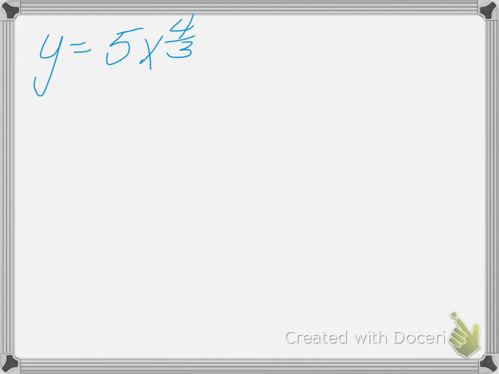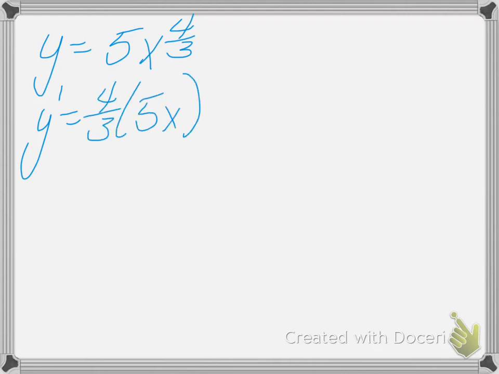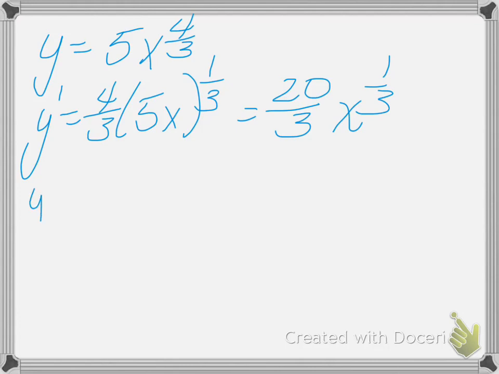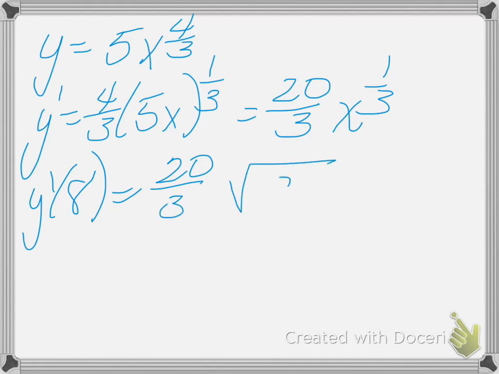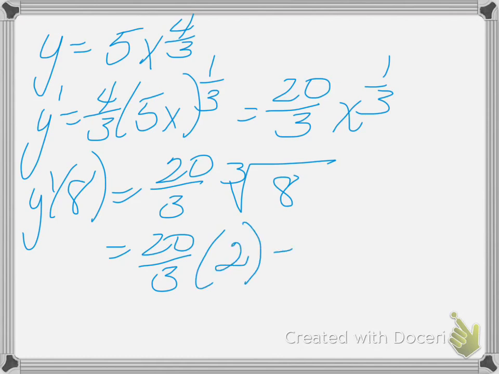Okay, this is number 6, so first we need to find the derivative. So we have to bring that 4/3 down to the front. And 4/3 minus 3/3 is 1/3. 4 times 5 is going to give me 20 over 3, x to the 1/3. So that's the derivative, but you were asked to find the derivative when x is 8. So I'm going to substitute in 8 there. Cube root of 8 is 2, and I get 40 over 3, which was choice B.